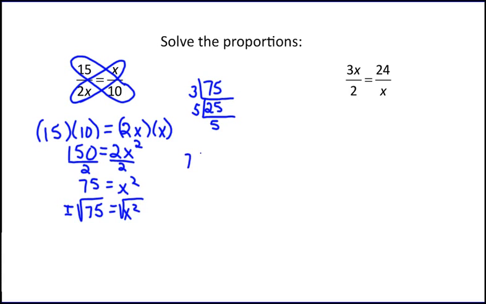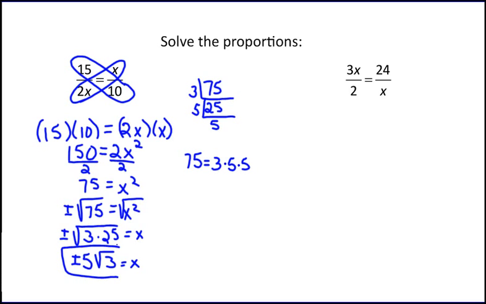So since 75 can be written as 3 times 5 times 5, I can break down the square root of 75 to the square root of 3 times 25. That leaves me with plus and minus 5 square root of 3 is equal to x. So we have two results, plus and minus 5 square root of 3.